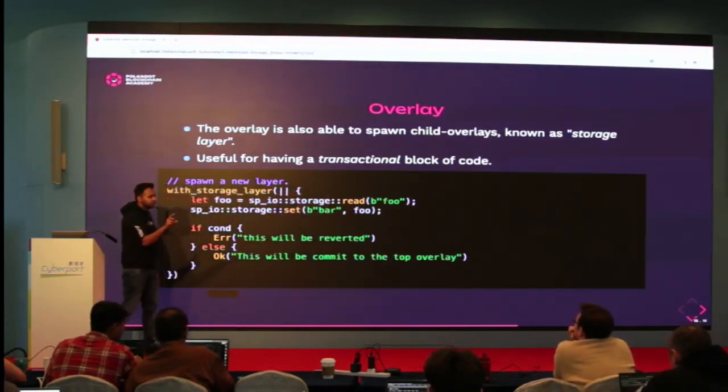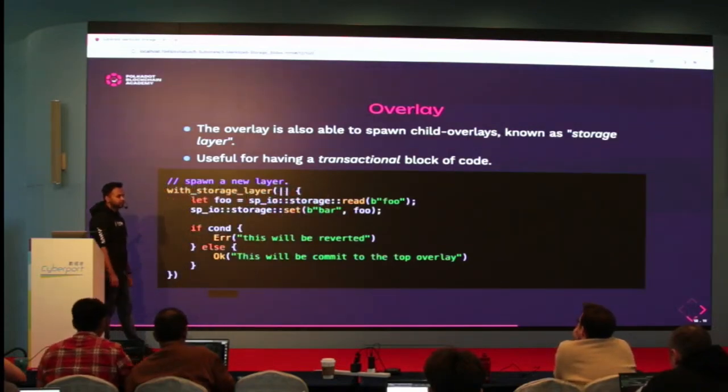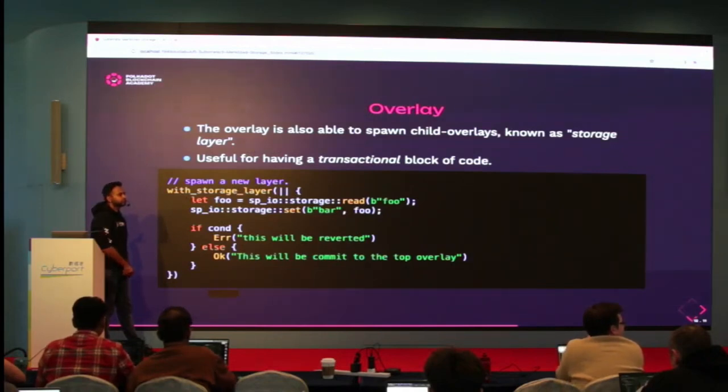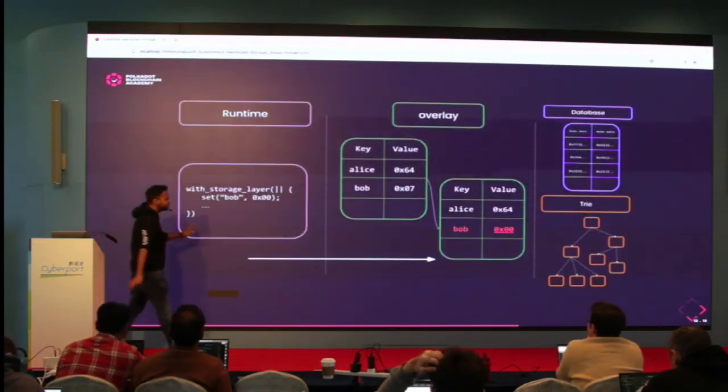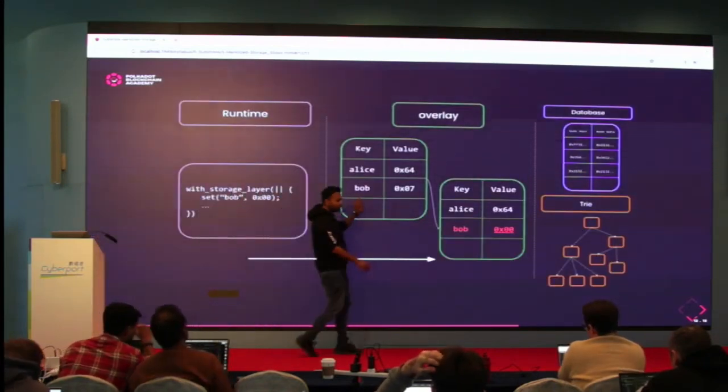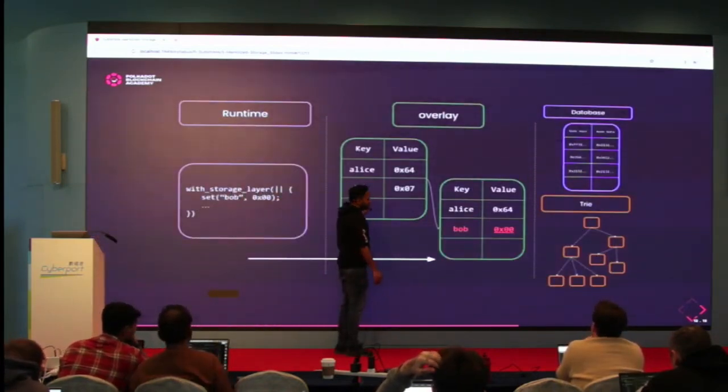Okay, so the transactional piece of code affects many storage entries, right? If it's successful, it will manipulate a lot of them. If it succeeds, it will change your overlay, the main overlay.